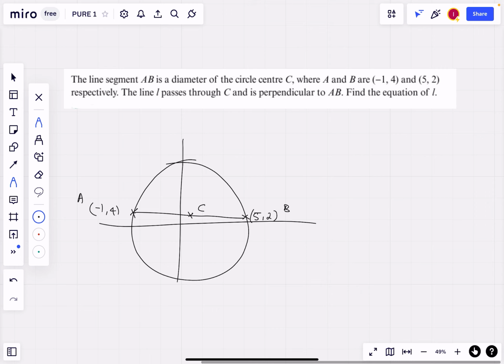It says the line L passes through C. So something like that. This is L. It is perpendicular to AB. So that's perpendicular. Now here's what I want you to do. I want you to find the gradient of AB. Start with that first.